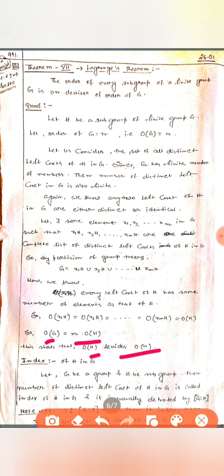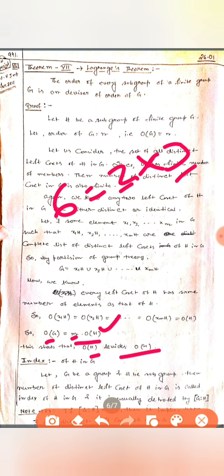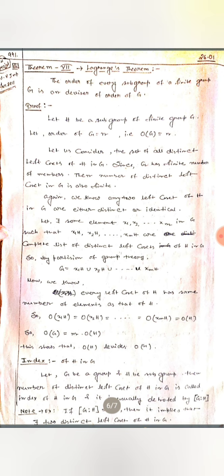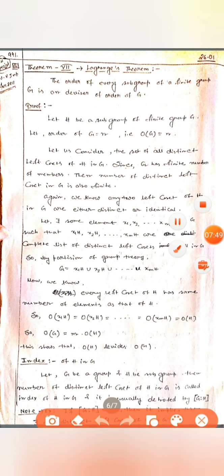For example, 6 equals 2 into 3. Here in place of m we have 2, in place of the order of H we have 3. Then we can write that 3 divides 6. This is the Lagrange theorem. Very important theorem, very easy theorem, but very important. That is, the order of every subgroup of a finite group G is a divisor of the order of G.